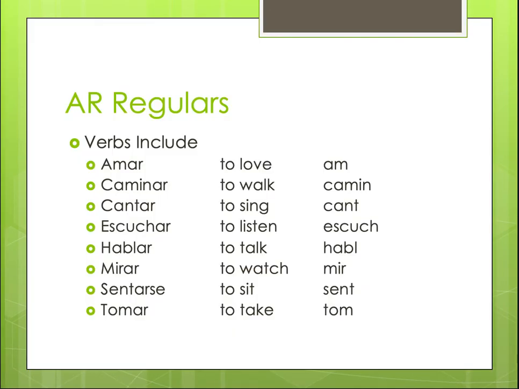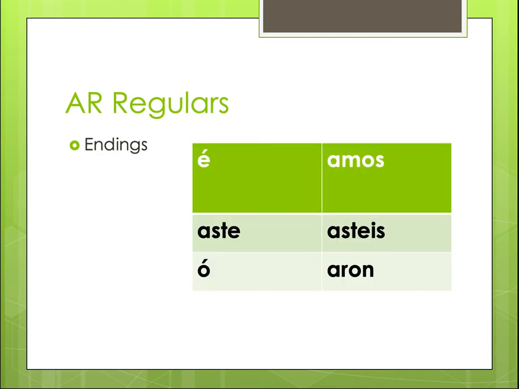This would be any normal AR verb like amar, caminar, cantar, escuchar, hablar, mirar, sentarse, and tomar. The endings for regular ARs are é, aste, ó, amos, asteis, and aron. Make a mental note, you've got an accent on the yo form and the él, ella, usted form. You'll probably want to mark those in your notes.